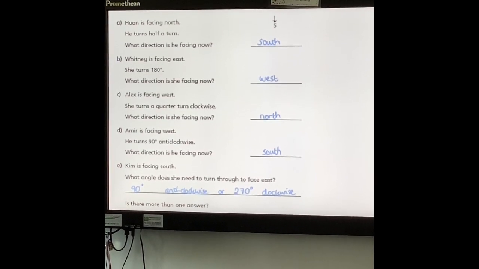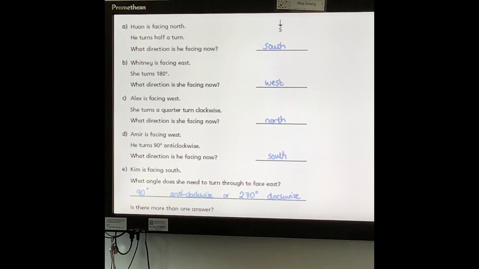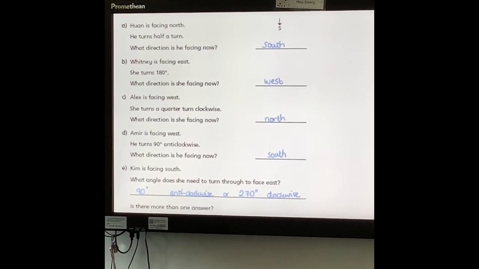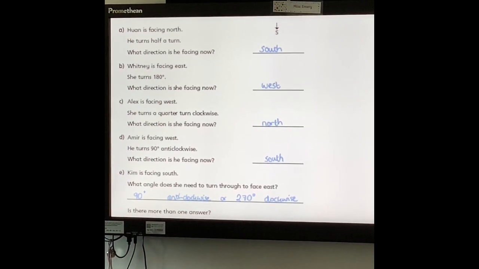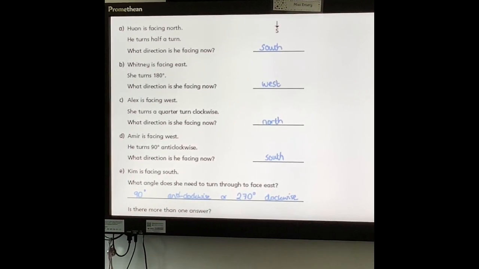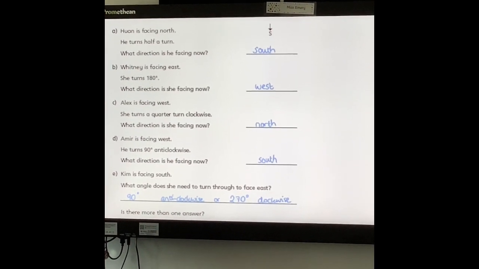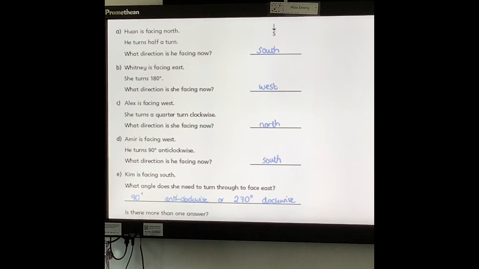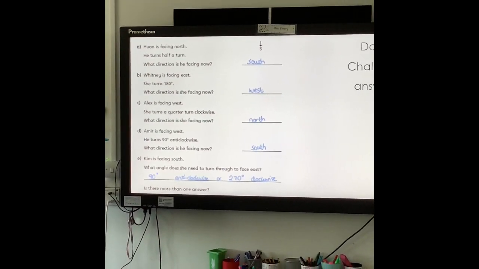Next, 90 degrees anti-clockwise. Amir is facing west, he turns 90 degrees anti-clockwise, the wrong direction. What direction is he facing now? South. Kim is facing south. What angle does she need to turn through to face east? Could have 90 degrees anti-clockwise or 270 degrees clockwise, depending on which way you went.